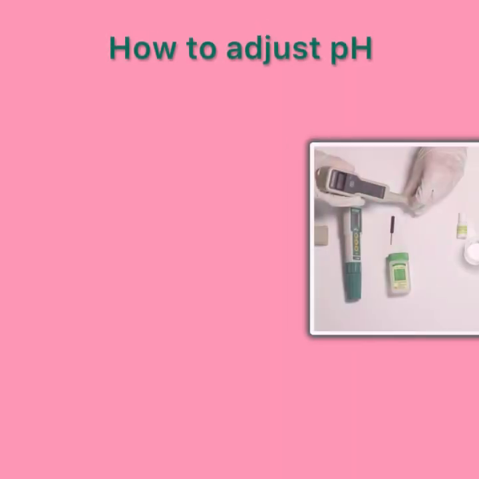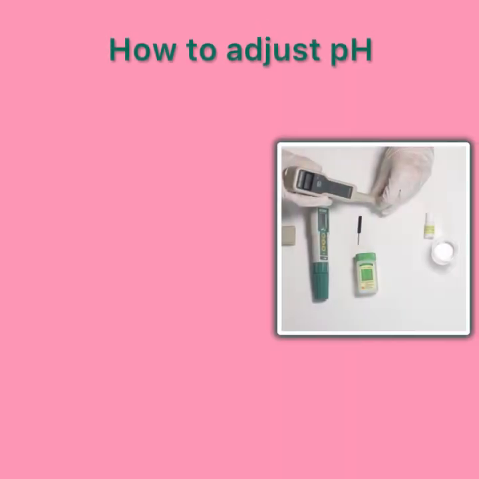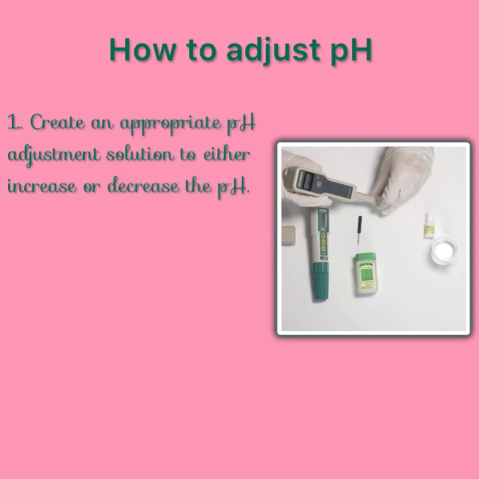Let's talk about how to adjust the pH of your natural skincare product. Testing the pH is just the first step. The next step is to adjust it if need be. These are the following steps you need to follow. 1. Create an appropriate pH adjustment solution to increase or decrease the pH. If you use sodium hydroxide, you need to do this with a lot of care as it is extremely caustic. After all, it's called caustic soda.